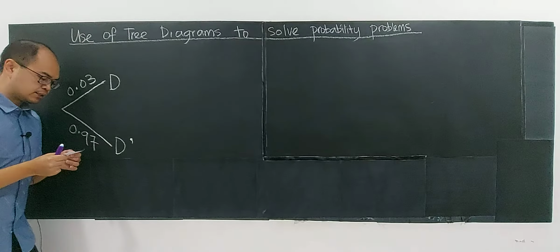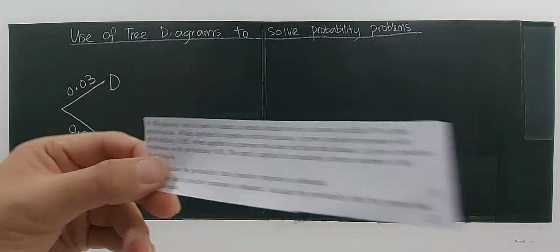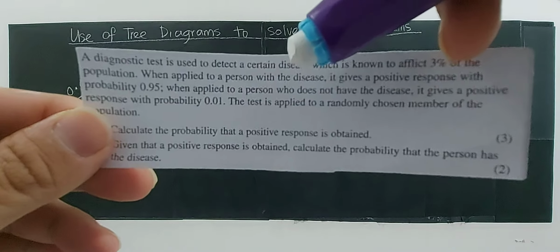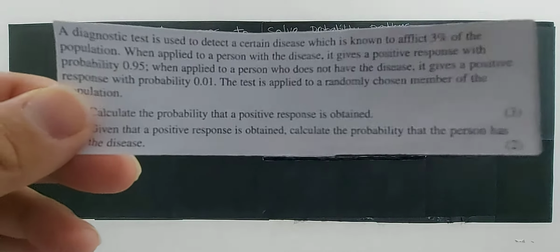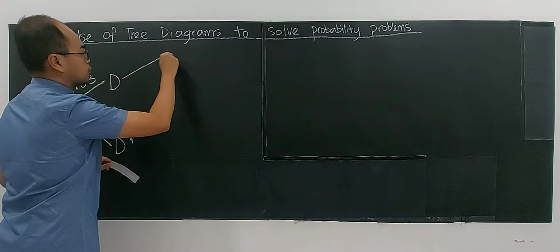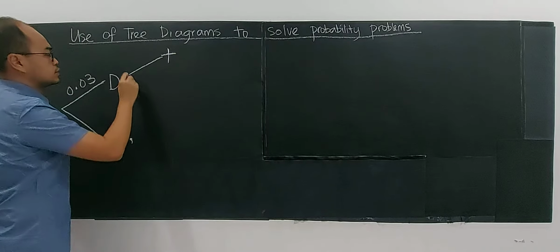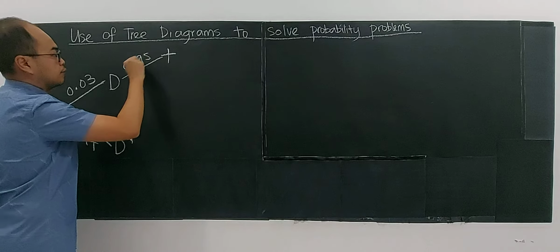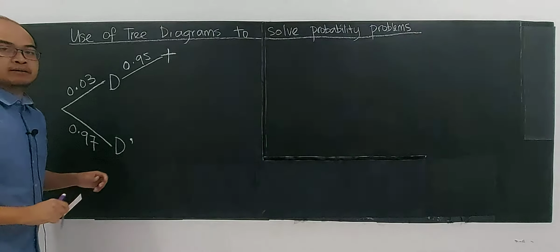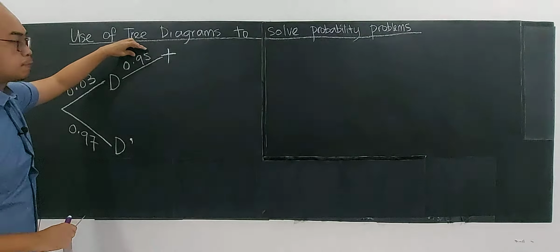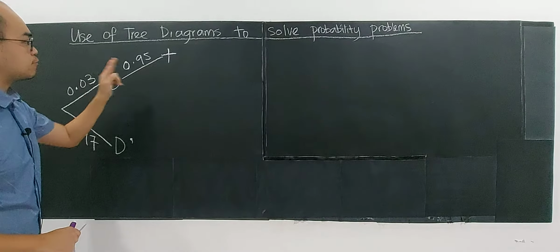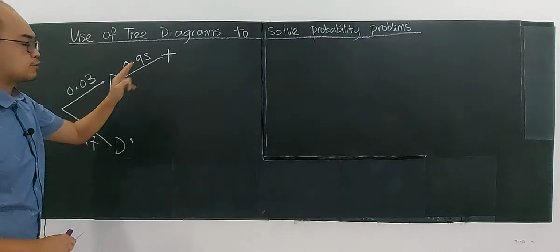The question continues by stating that when applied to a person with the disease, it gives a positive response with 0.95. That means the test is quite good, but not perfect yet. It's 95%. If the person has the disease, 95% of the time it will show positive.